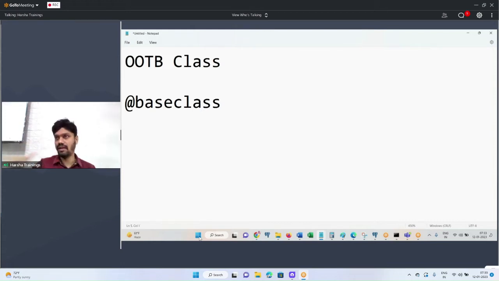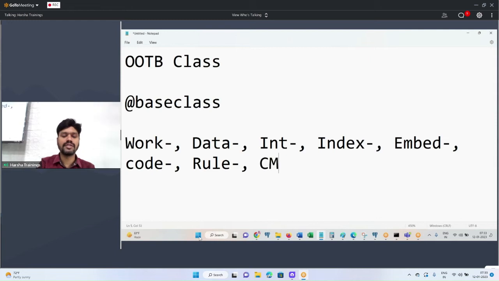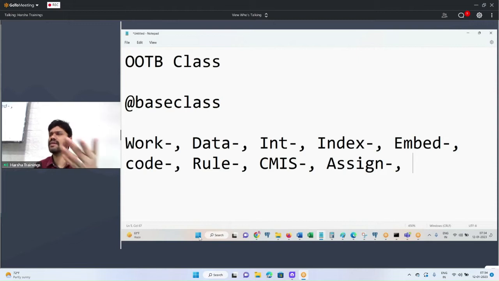But the next level of some of the classes are work dash. What is the class name itself as dash? Data dash, int dash, index dash, embed dash, code dash, rule dash, CMIS dash. What else is there? Assign dash. Anything else? There are multiple. I don't remember all names. While we are practicing, we will get to know. Code dash, I already wrote. Except CMIS, almost all the classes will come across going forward.